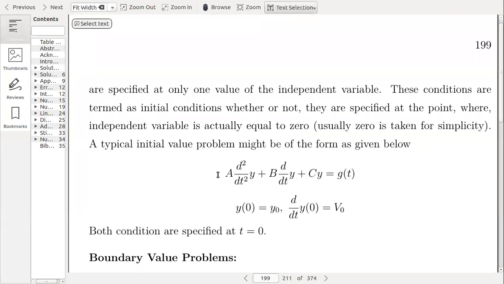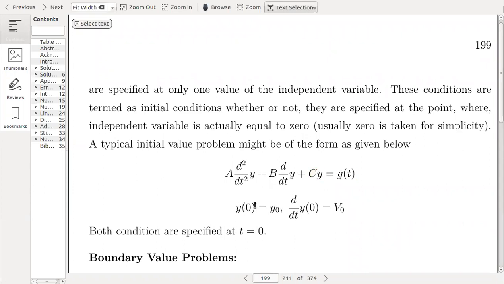So we can write a as a coefficient and the second order derivative of y with respect to t, plus b as a coefficient, the first order derivative of y with respect to t, plus c as a coefficient into y, is equal to g as a function of t. Obviously, t is the independent variable, and on the right hand side the function g is a function of t. A, B, C are the coefficients and y is the dependent variable.